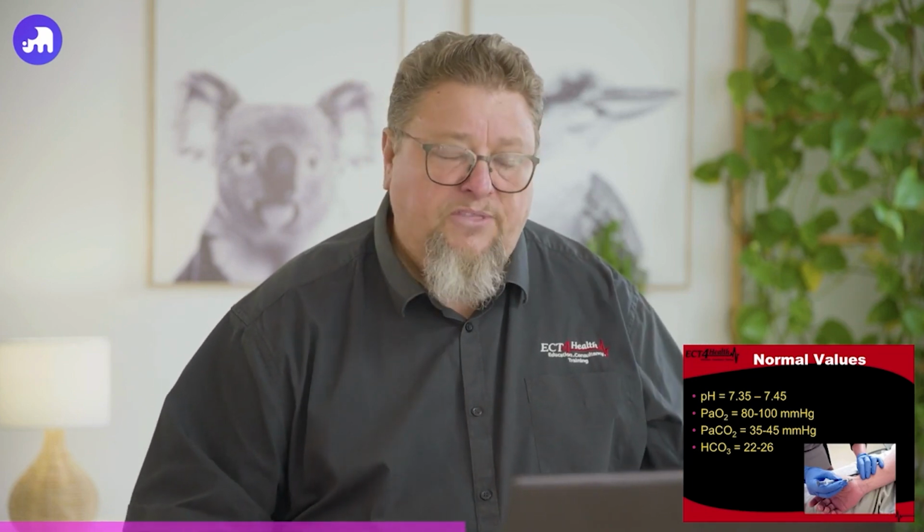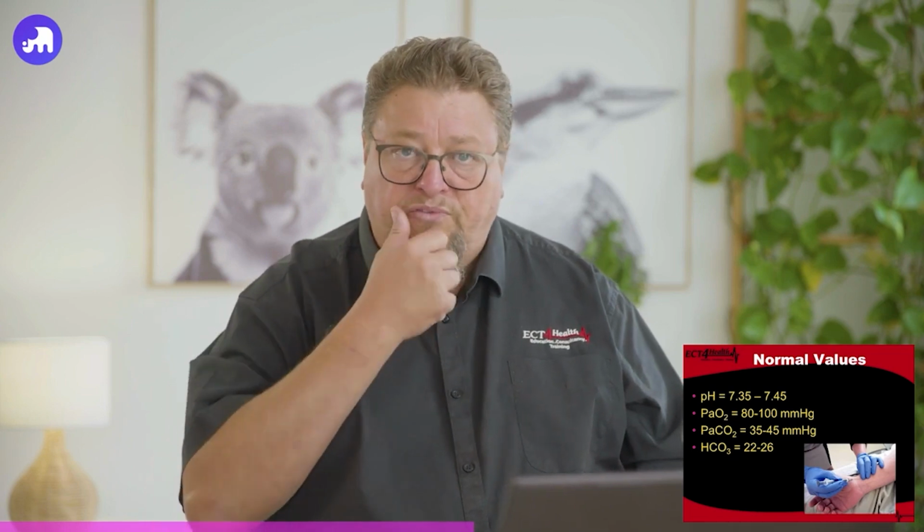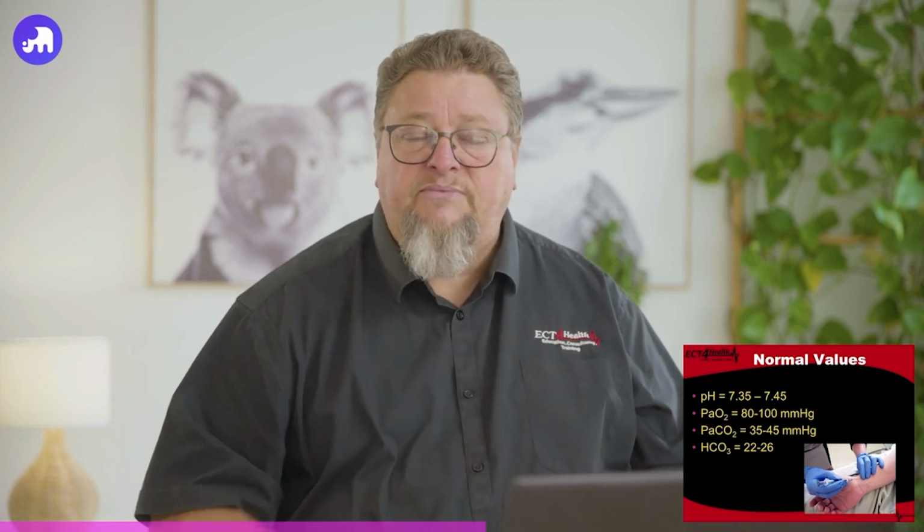So let's have a look at the normal value then. Normal pH for arterial blood, 7.35 to 7.45. Should my patient's arterial blood sample demonstrate a value less than 7.35, so lower than 7.35, it's referred to as acidosis.